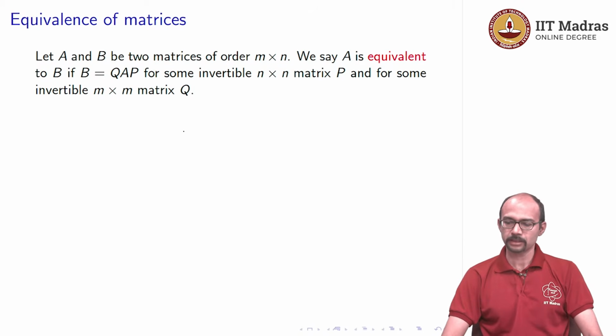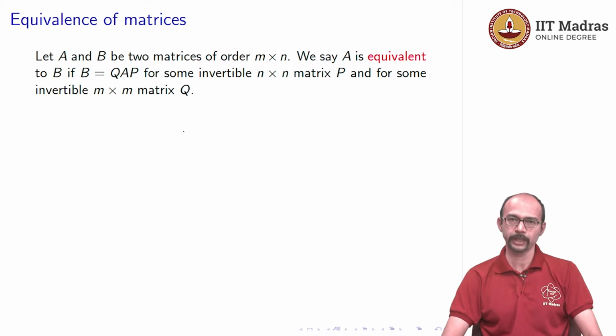Okay, so we will first talk about equivalence of matrices. Let us consider two matrices of order m by n. Both have the same order, remember. So, we say A is equivalent to B if B is equal to Q times A times P, where we can find matrices Q and P which are invertible.